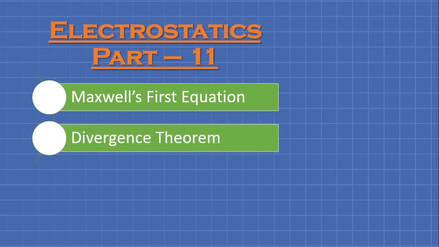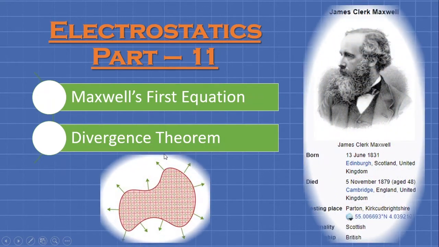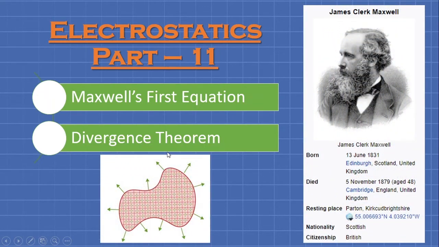Today we are going to learn about Maxwell's first equation and the divergence theorem. Both are very important topics as far as electromagnetic fields are concerned. Maxwell gave us 4 equations which have become the base to study electromagnetism. In today's video we are going to learn about his first equation and a very important theorem called the divergence theorem. So let us begin.